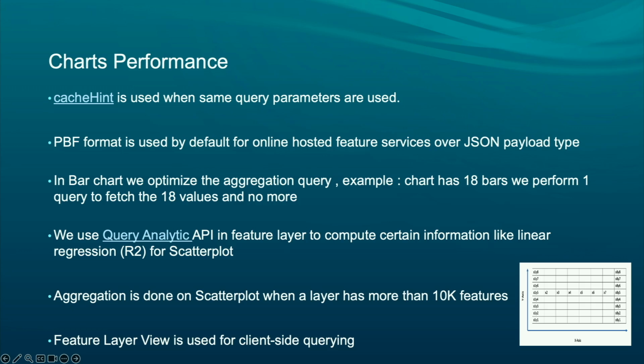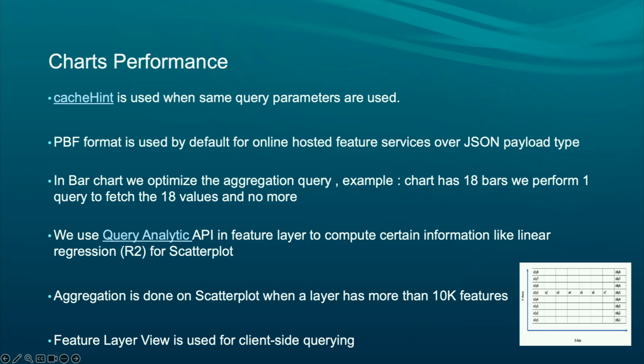And we also worked with the feature service team to enhance the REST feature service API. For example, in query analytics, we added the new linear regression function, which allows us to compute the R square, to know, when you're doing a scatter plot, how closely the two variables are related.